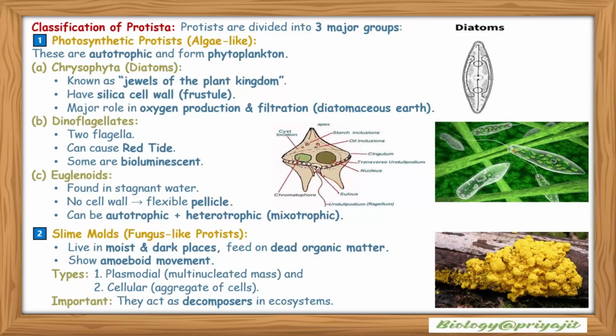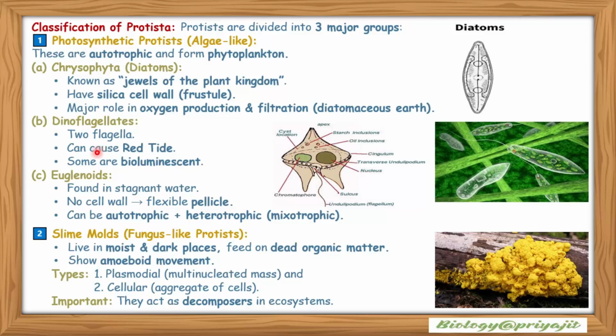Classification of Protista. Protists are divided into three major groups. First, photosynthetic protists or algae-like. They are autotrophic and form phytoplankton. First of all, there are examples. The first type is Chrysophyta or diatoms. This is the image showing the diatom. They are known as jewels of the plant kingdom. They have silica in their cell wall, which is also known as frustule. They play a major role in oxygen production and filtration. They also produce diatomaceous earth.